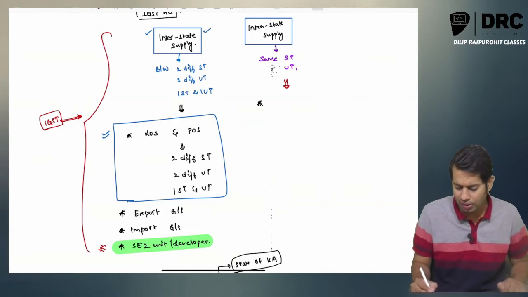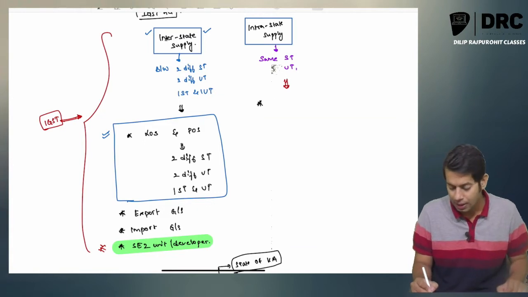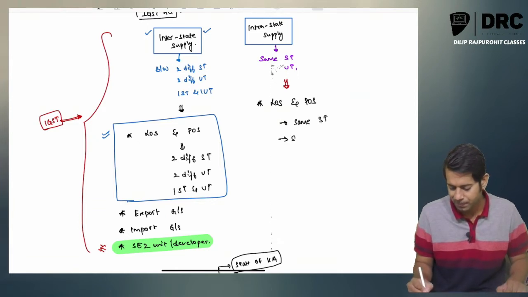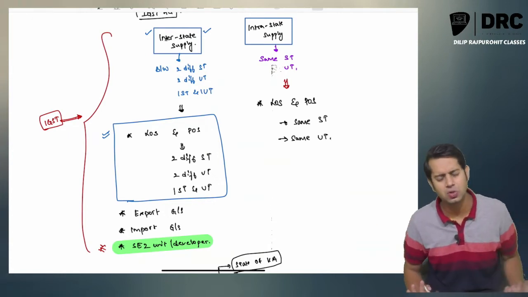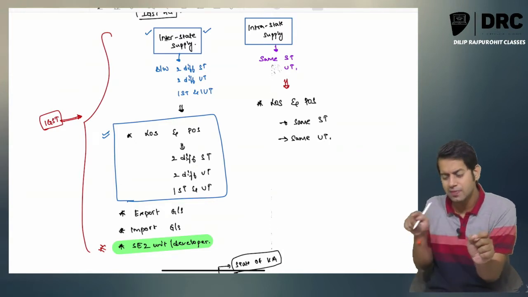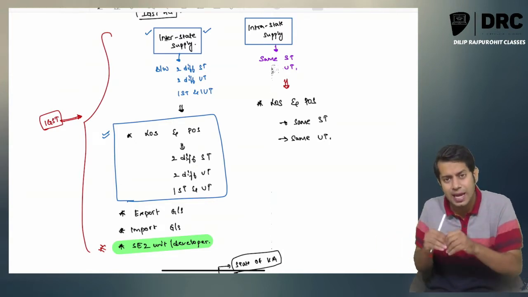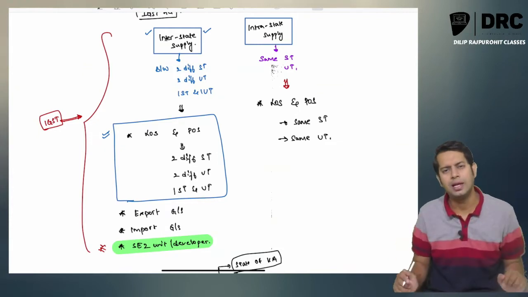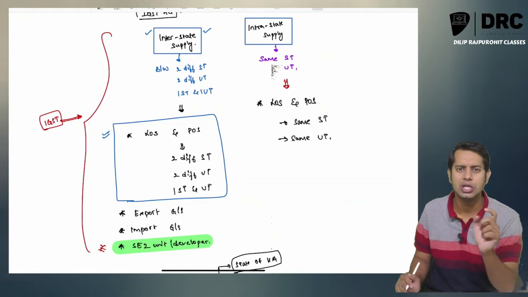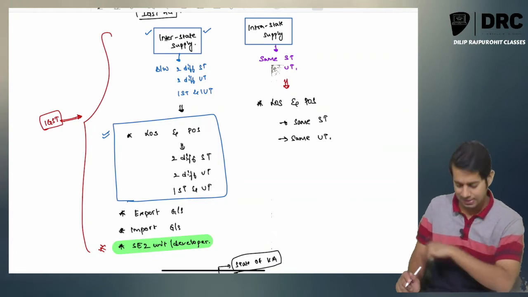When do I call a particular transaction an intrastate supply? If the location of the supplier and place of supply is in the same state or same union territory. The definition is so small, very easy definition. So if the location of the supplier and the place where the supply has been made is in the same state or in the same union territory, then I am going to call the transaction an intrastate supply.